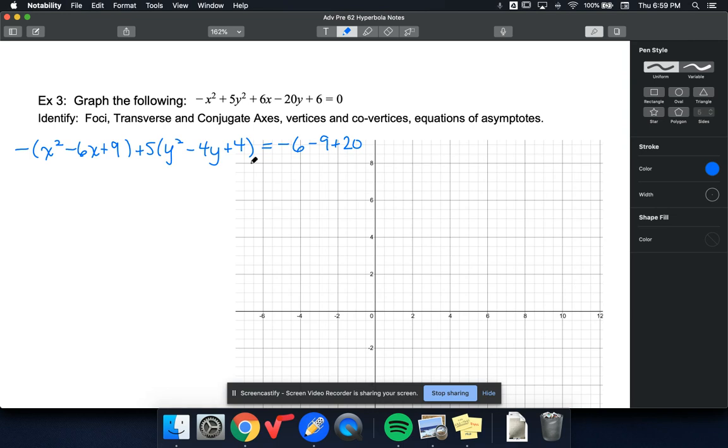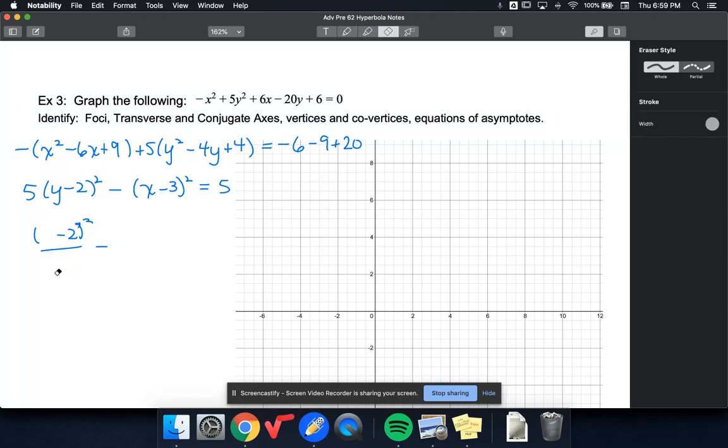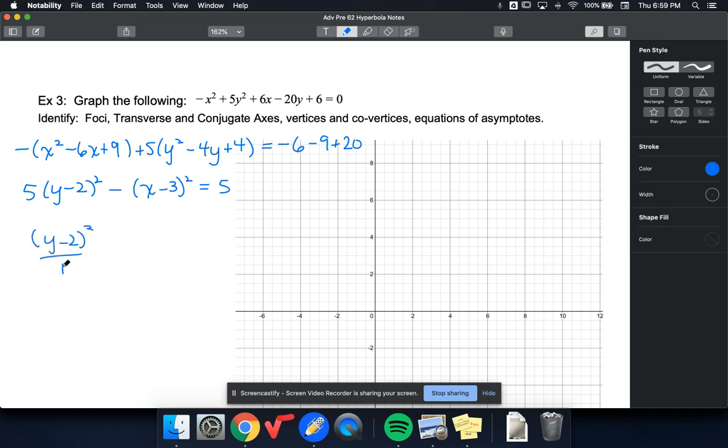That's going to give me 5 on this side. So I'm going to complete the square and rearrange. So 5 times (y minus 2) squared minus (x minus 3) squared equals 5. Divide through by that 5. The 5s are going to cancel out, so that's really going to be over 1. So (y minus 2) squared over 1 minus (x minus 3) squared over 5 equals 1.